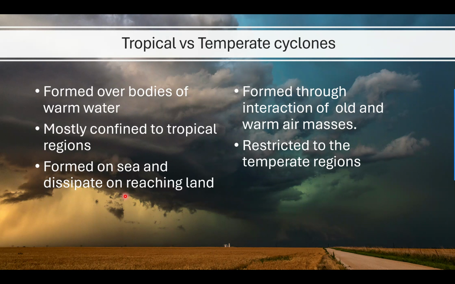And these are formed in different ways. So there are tropical cyclones that happen in the tropical region, mostly confined to the tropical region. And then subtropical or non-tropical cyclones are restricted to temperate regions, mostly about the 35 degree latitude line. And the way they are formed is different.